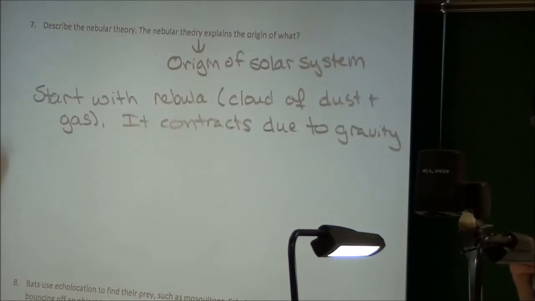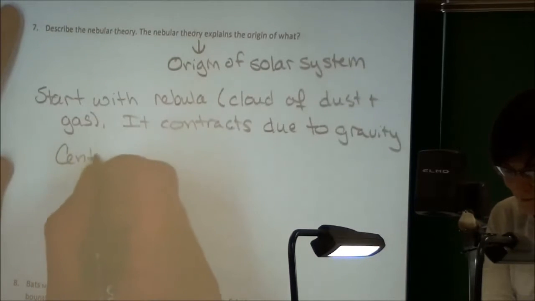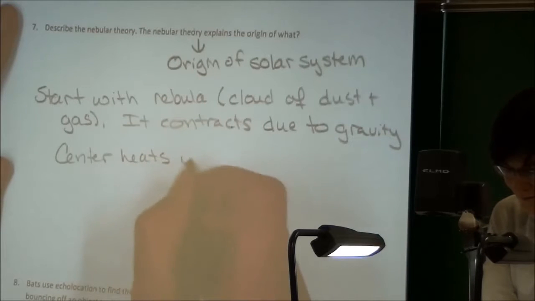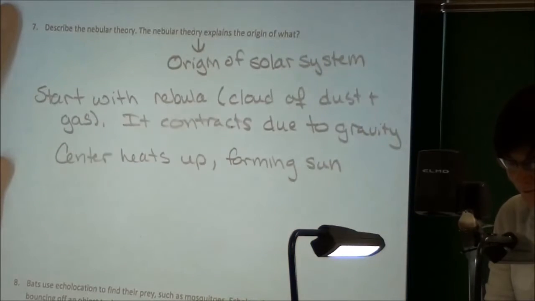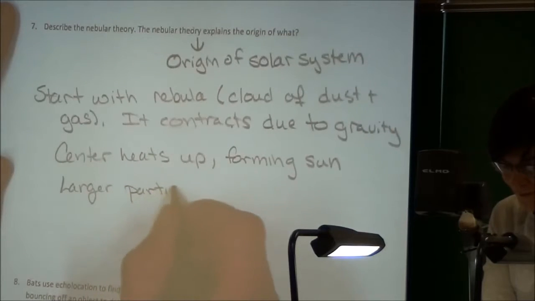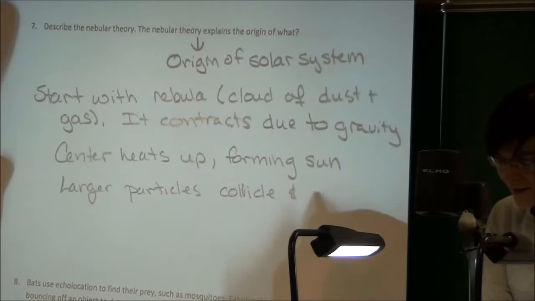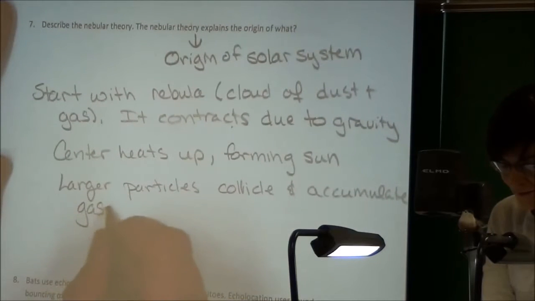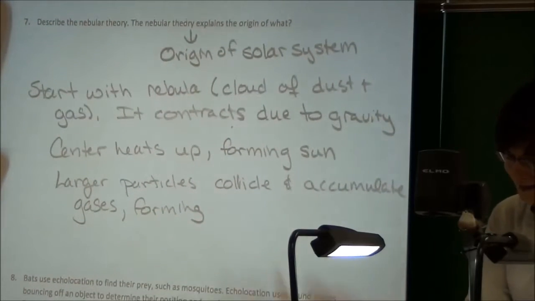And then what happens? Heat. Okay, so heat, the center heats up, forming the sun. Larger particles collide and accumulate gas. And that forms what? Planets. Planets. Excellent.